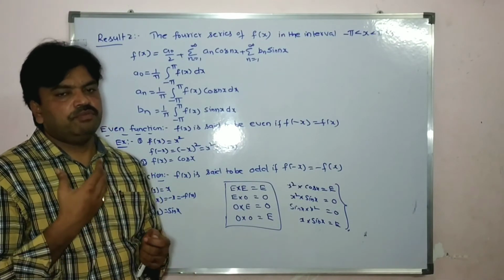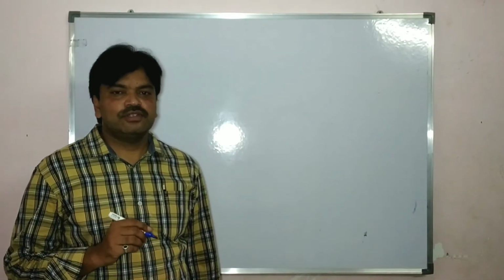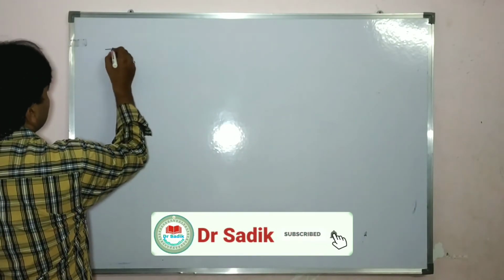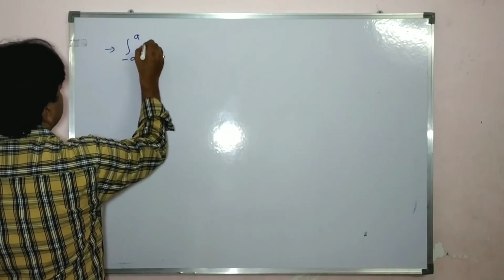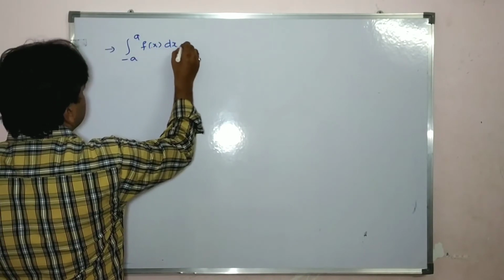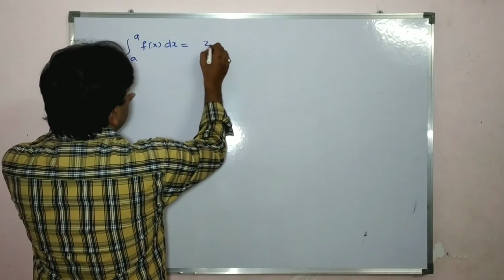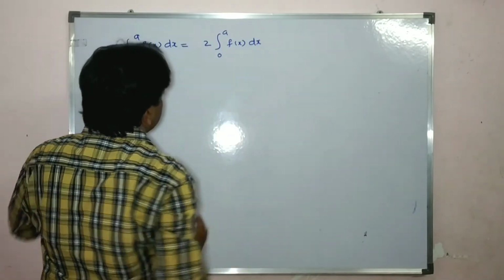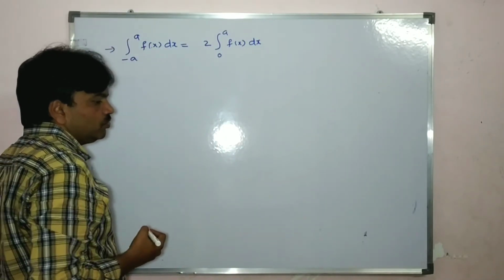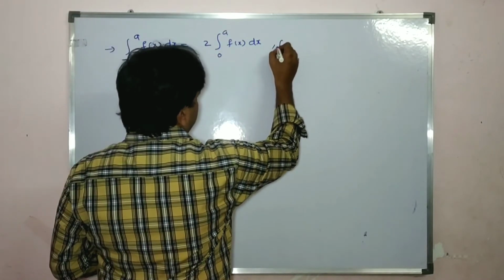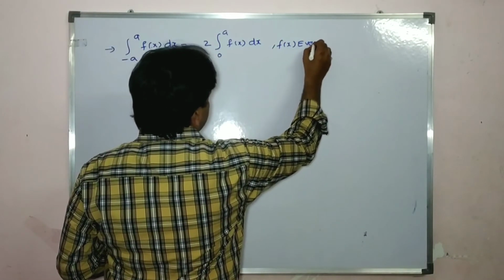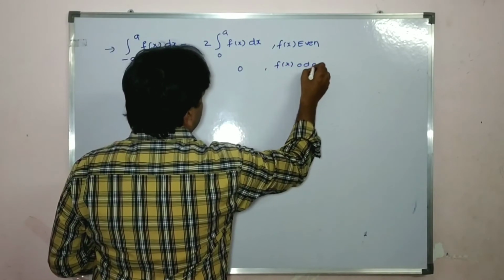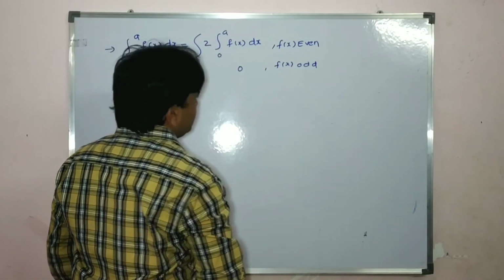Let us see some more basic definitions, students. Write down some more basic formulas. We know this one: integral from minus a to a of f of x dx can be written as 2 into integral 0 to a of f of x dx when f of x is even, and 0 when f of x is odd. So the value is 0 when f of x is odd.